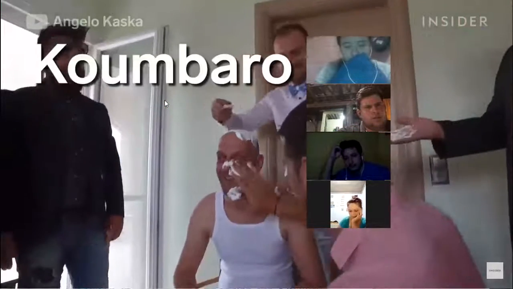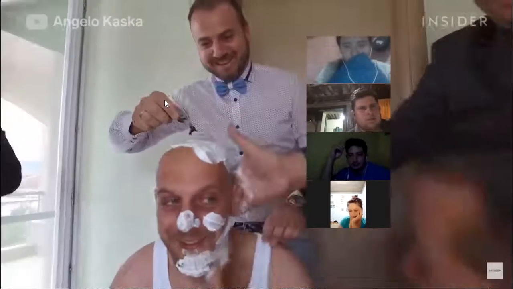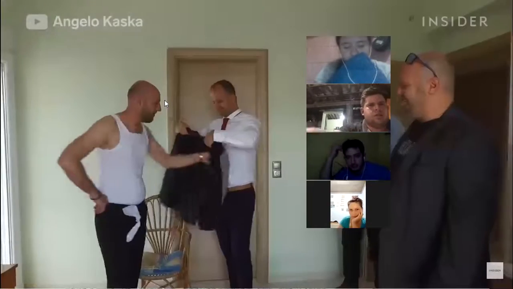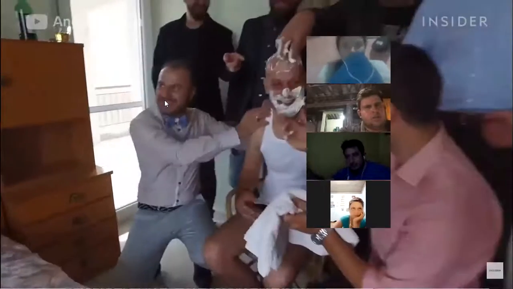In Greece, the kumbaro is similar to the best man. On the morning of the wedding, they help the groom prepare for the ceremony by helping them shave and get ready. It's a practice that signifies trust between close friends.